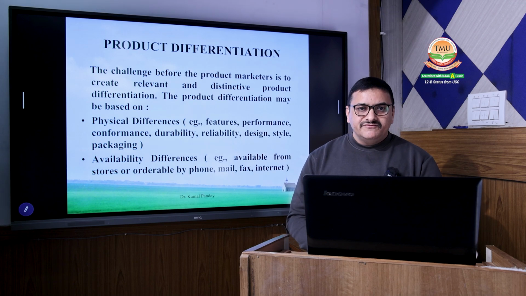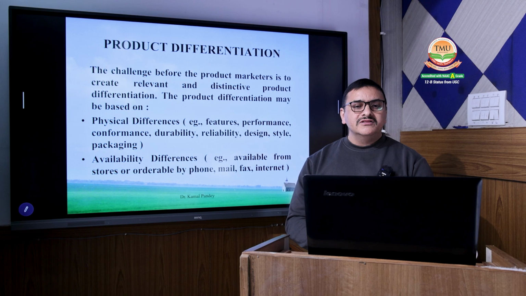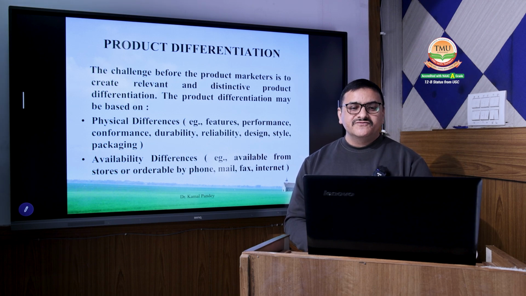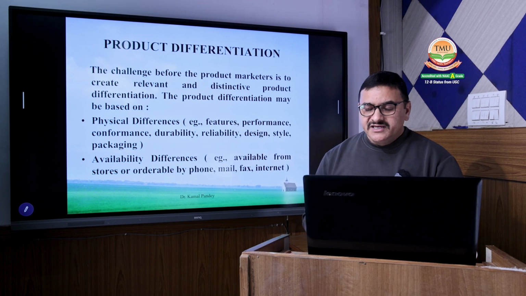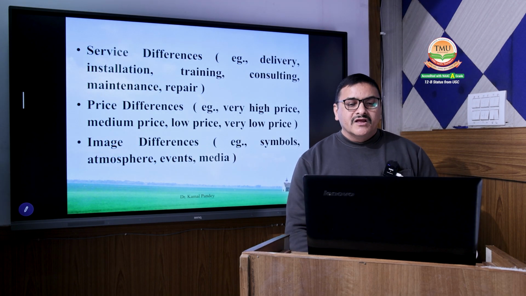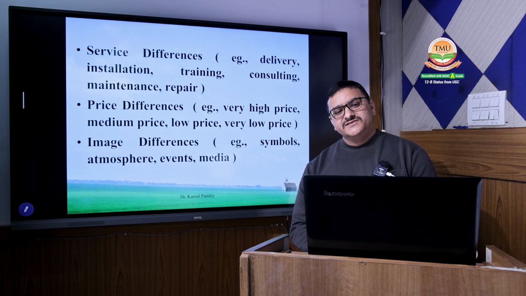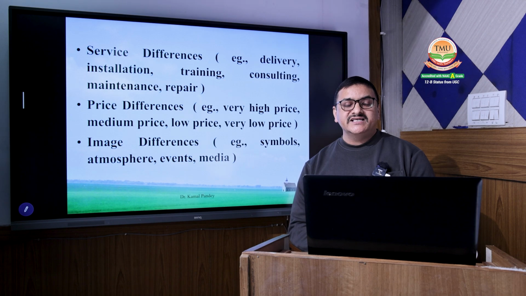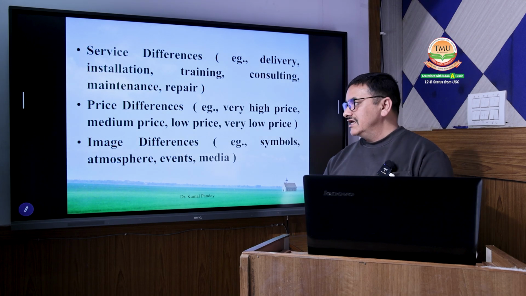Then we have number 5, which we call the potential product. Potential product encompasses all the possible augmentations and transformations the product might undergo in the future. The companies search for new ways to satisfy customers and distinguish their offers. Now, the successful companies add benefits to their offerings that not only satisfy customers but also surprise and delight them. The best way to hold a customer is to constantly figure out how to give them more for less.